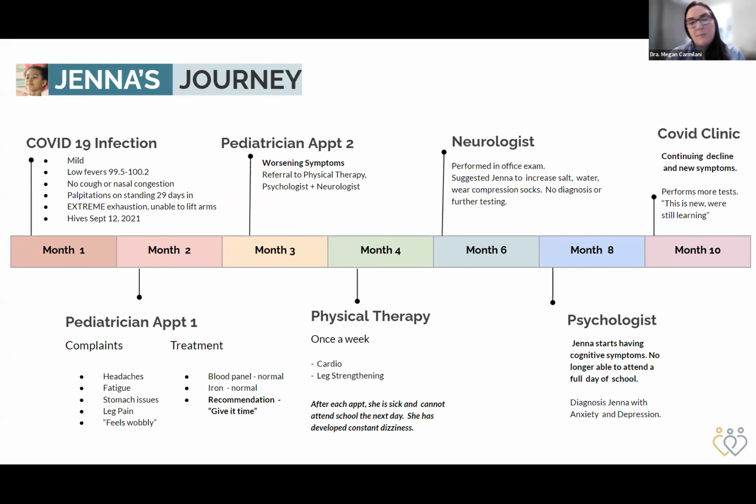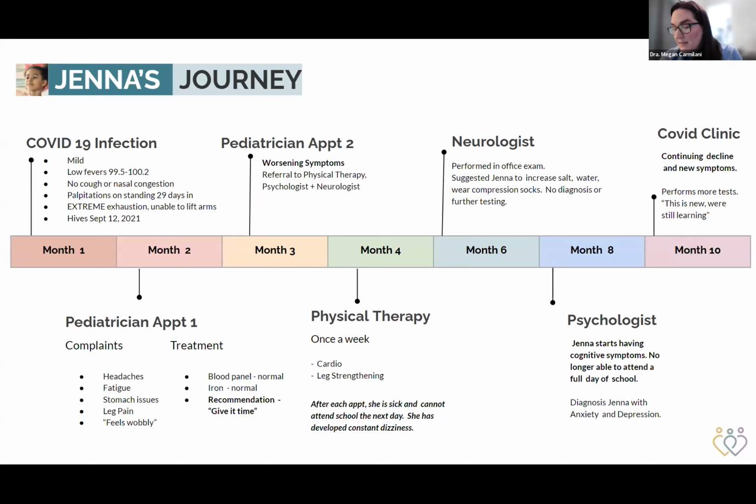Everyone in the house experienced mild illness. After a few weeks, they were able to resume life. However, approximately 29 days after the initial infection, Jenna started to tell her mother she didn't feel well. Her mother kept checking her temperature, which was normal, and figured she was just trying to get out of school. Well, no, actually, Jenna had developed long COVID, and this is her journey to date.